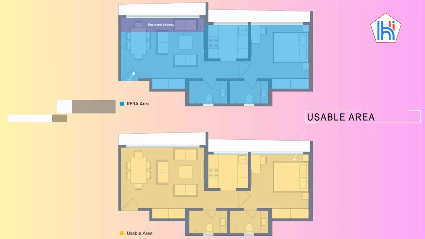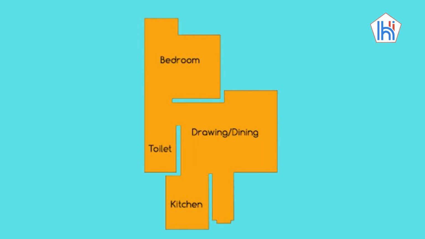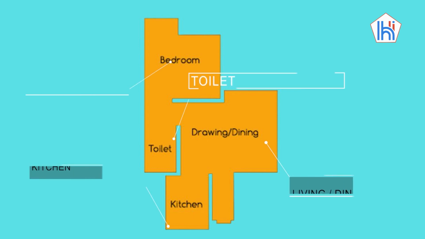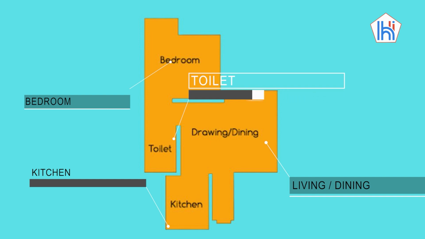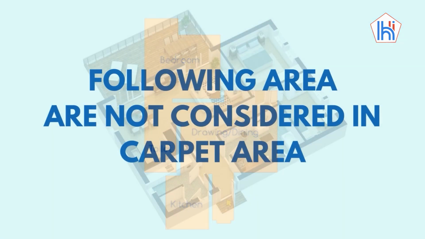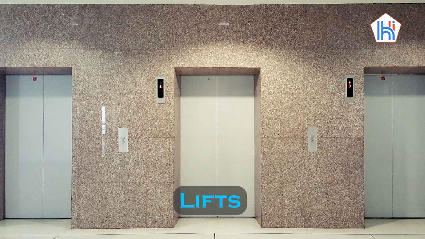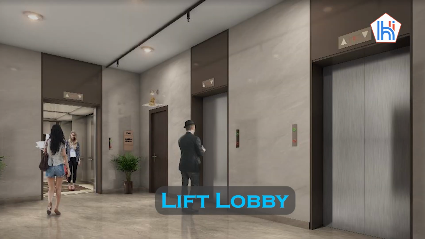The diagram shown on the screen will illustrate the difference between the usable and RERA carpet area. In this image, the following areas are considered in carpet area: bedroom, balcony, kitchen, living dining, toilet. In this image, the following areas are not considered in carpet area: lift, corridor, lift lobby.